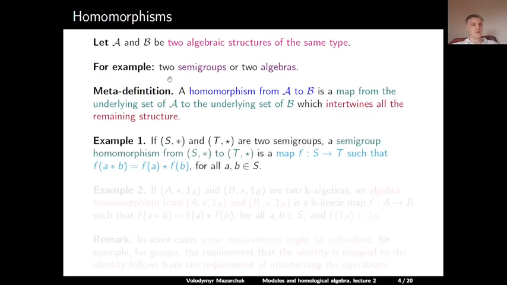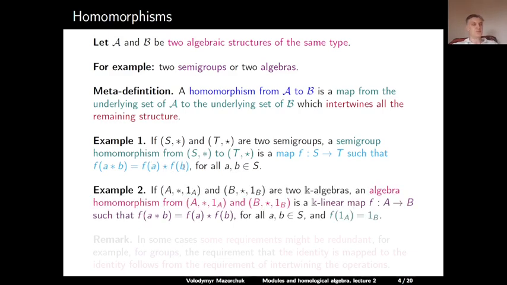For example, if S and T are two semigroups, so we use asterisk for the operation on S and star for the operation on T, then a semigroup homomorphism from S to T is a map f from the set S to the set T such that it intertwines the asterisk operation with the star. This means that for all a and b in S, f applied to the product a * b should be equal to f(a) ⋆ f(b).